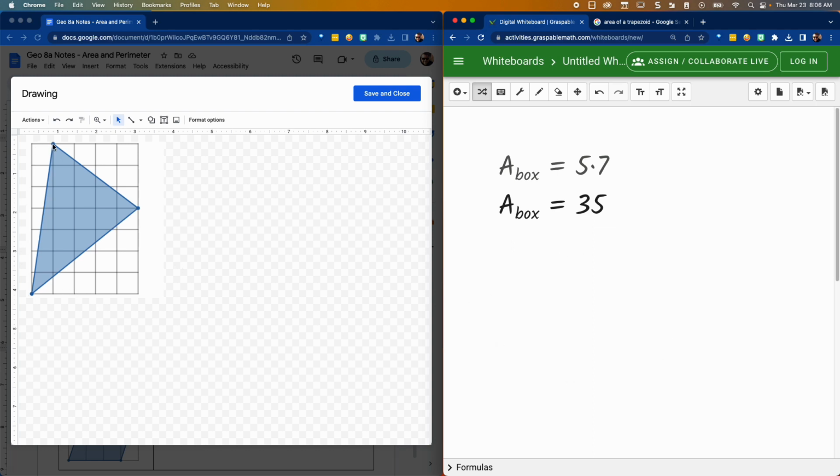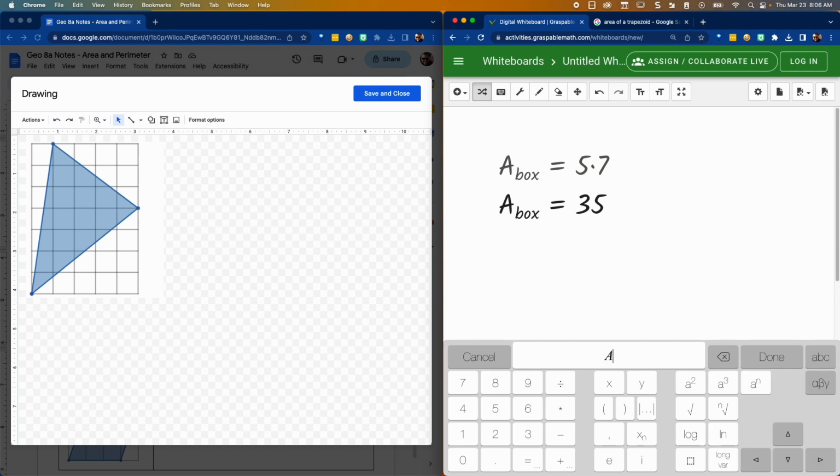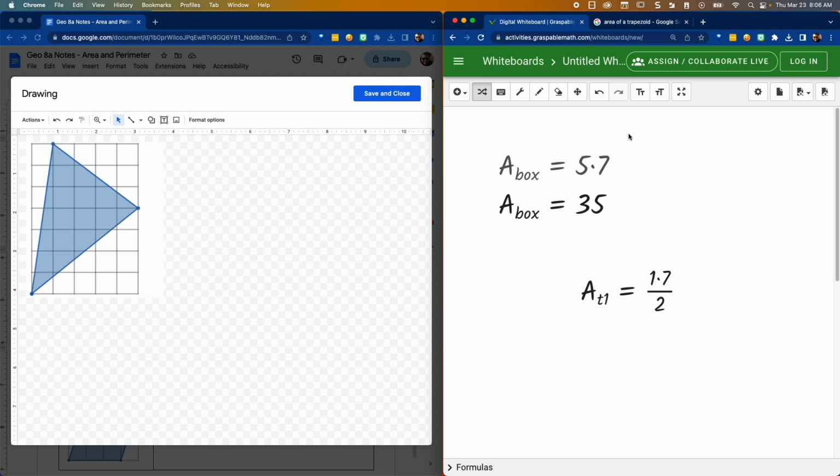And then I can figure out each of these other triangles. So I have a triangle here, which is 1 by 1, 2, 3, 4, 5, 6, 7. So I'll say area of triangle 1 is going to be equal to 1 times 7, but all of that divided by 2. So there's one of my triangles.